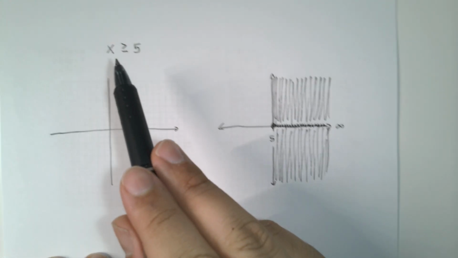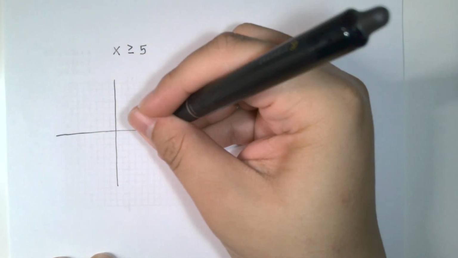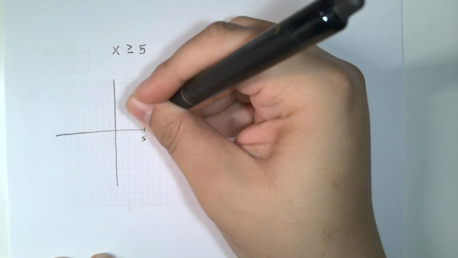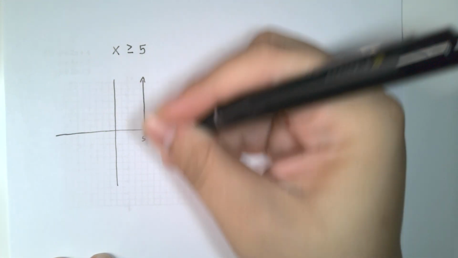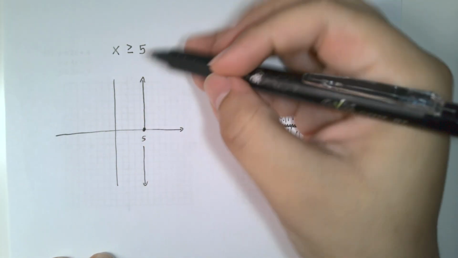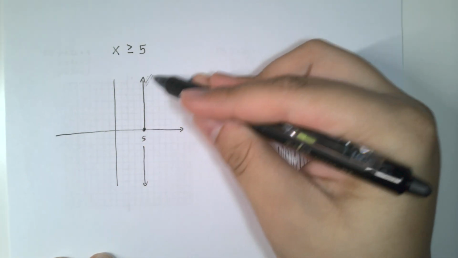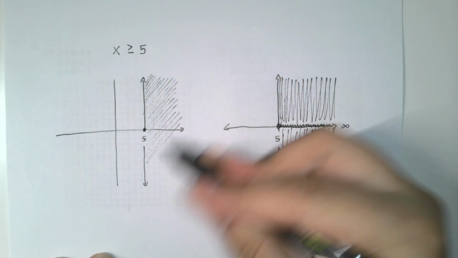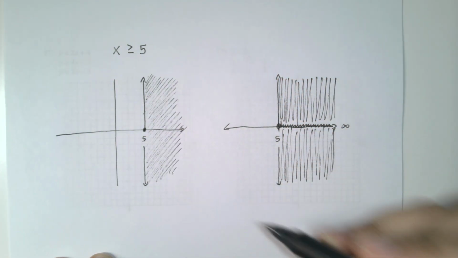So when I see x is greater than or equal to 5, I first graph that vertical line at x equals 5, and then I would shade everything to the right of that. And it would look like that.